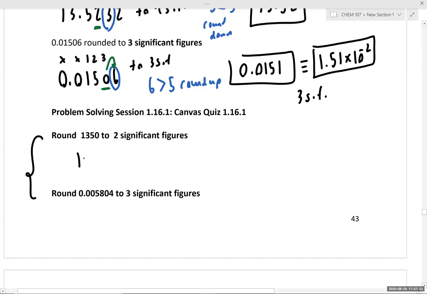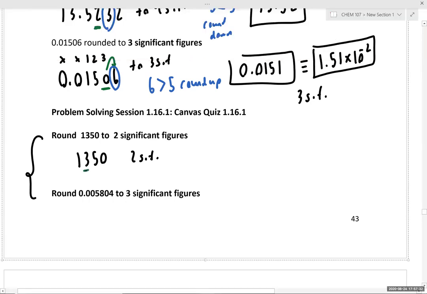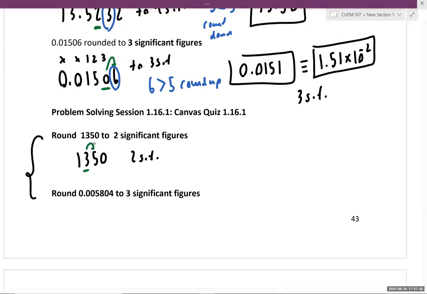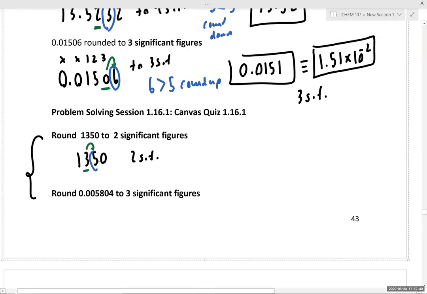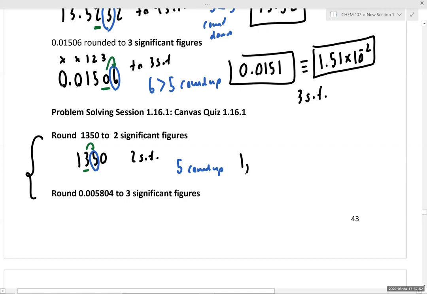So 1,350, if we're rounding it to 2 significant figures, 3 is our second significant digit. We're going to look one space to the right. That in turn allows us to look at 5. So 5, we round up. So that in turn gives us 1,400. Note, this number has 2 significant digits with these trailing zeros being used as placeholders.